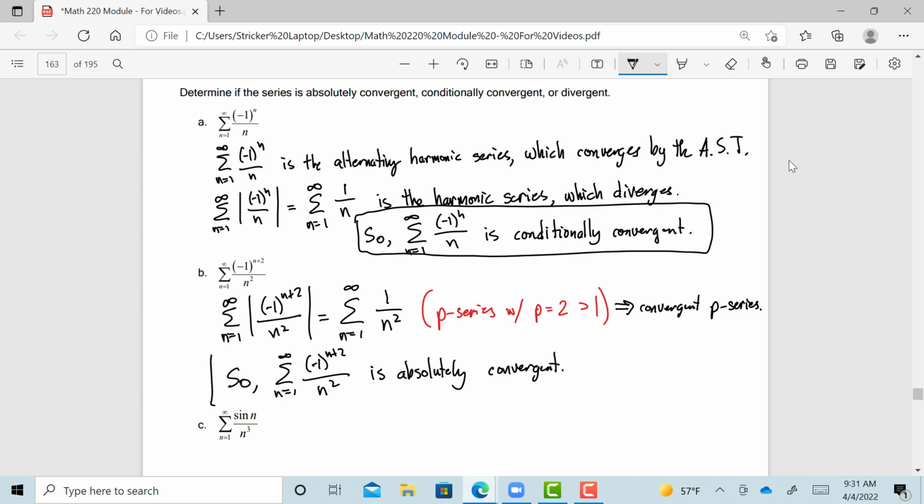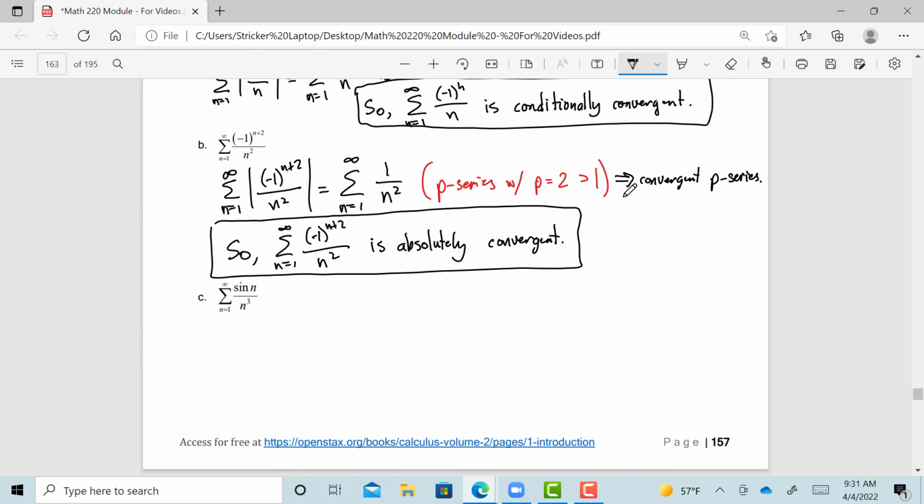Okay, so now you've seen one that is conditionally convergent. You've seen one that's absolutely convergent. Let's take a look at one that is just a little bit more complicated. So part C, we have the sum of sine of n over n cubed. And what makes this look complicated is because of sine n.